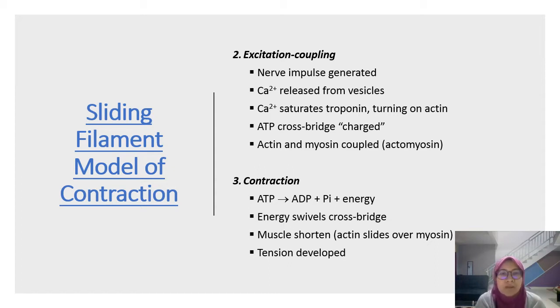The third phase is contraction. When ATP is produced, it produces energy, so the energy swivels the cross bridge. Every time a cross bridge happens, there is an ATP, and the muscle becomes shorter. Tension develops, so you will feel the tension. When you do an activity repeatedly, at the end you will feel fatigue and tension. Tension does not mean you feel stressed. It means you feel a little tired because of repeated activity.